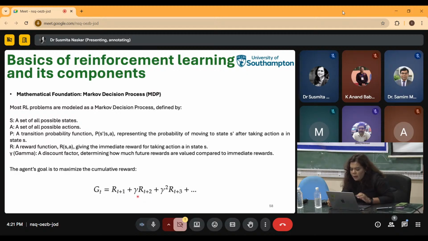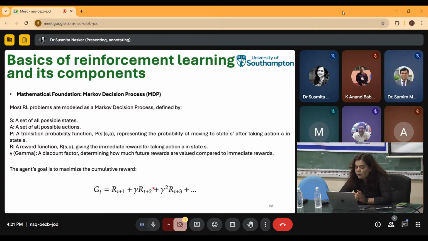And what is gamma here? Gamma is the discount factor. Yes, correct. It tells how much weight to place on the future reward compared to the immediate action. So basically the agent's ultimate goal here is to maximize the sum of the immediate and the future rewards, discounted over time.